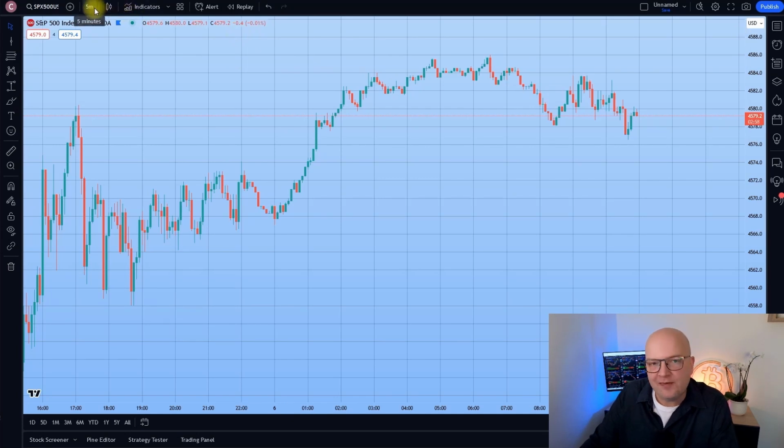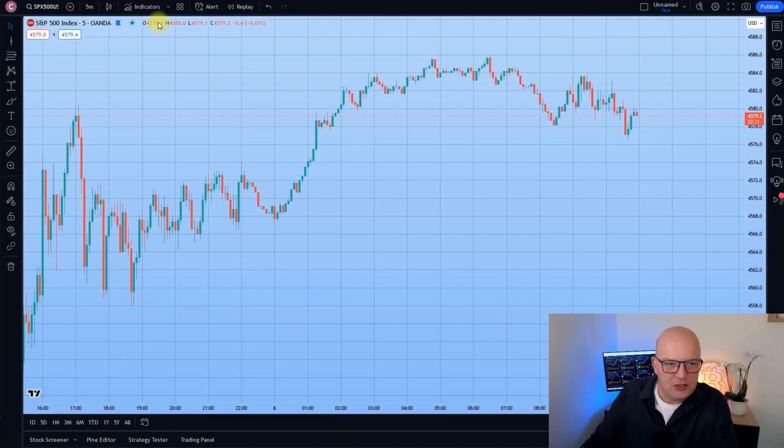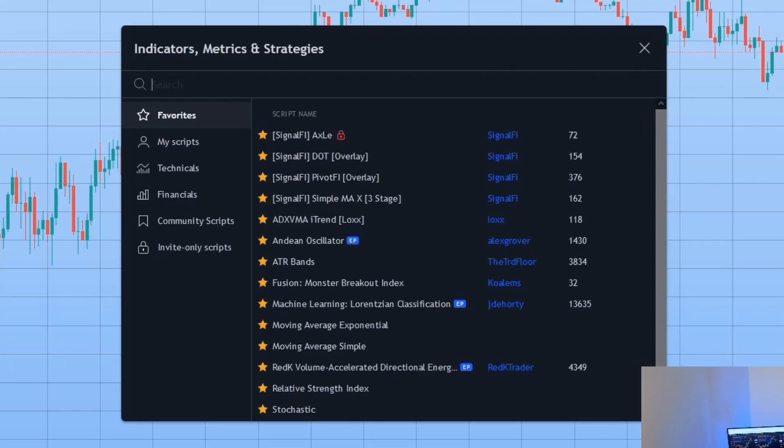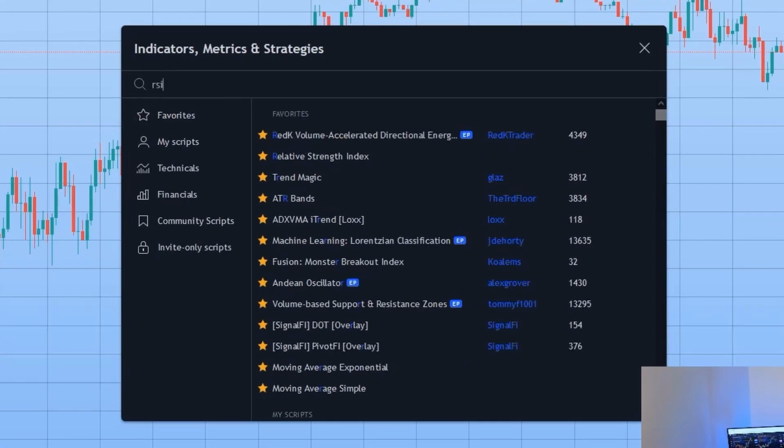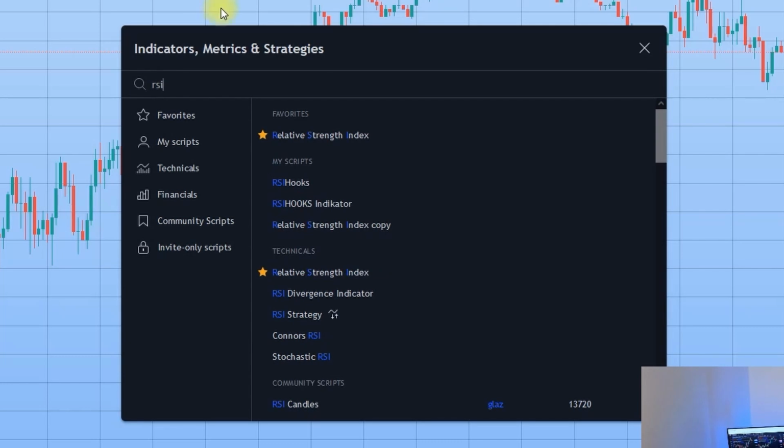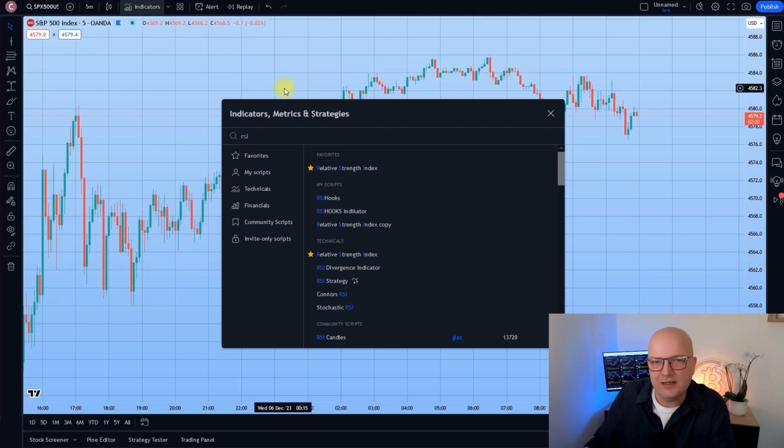I'm working with a 5-minute time frame, but you can use the strategy on any time frame. What we want to do now is add some indicators, and we start by clicking on indicator and searching for the so-called relative strength index. It's a very old technical indicator that has been used for many years. It's one of my favorite indicators, but not used in the classic way, but in a slightly modified way, and this is what I want to show you now.